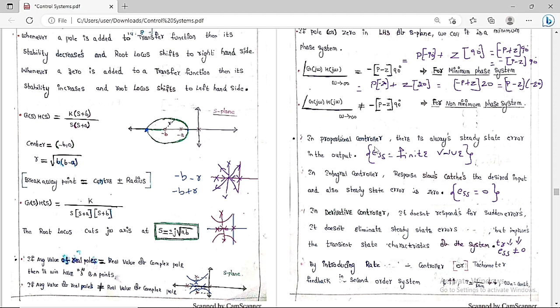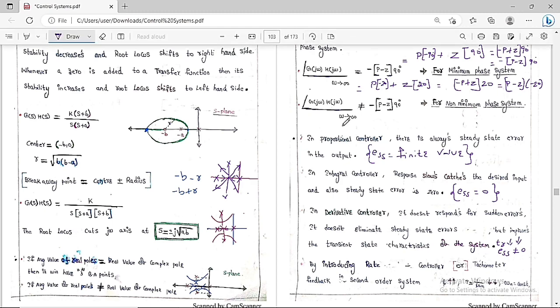So in simple words, in the case of a proportional controller, there is always some finite steady state error in the output. But if you use an integral controller, the response slowly catches the desired input, and the steady state error is always equal to 0. But in the case of the derivative controller, it doesn't respond to sudden errors, and it doesn't eliminate the steady state errors, but it improves the transient response characteristics of the system. The rise time decreases, and the steady state error will always be a finite value.